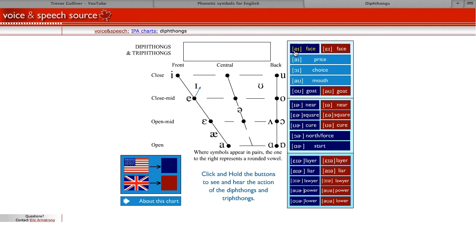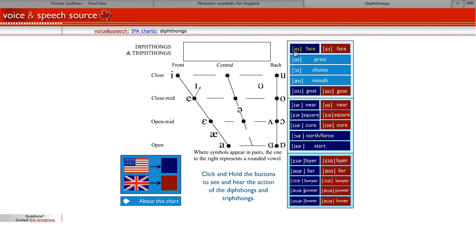Now I'm about to click on the diphthong for face as pronounced by a speaker of American English. You can see as my mouse hovers over the diphthong that a line shows up on the vowel chart. The line shows where that diphthong begins and where that diphthong ends. And it's starting at the eh sound and moving towards the I sound. So it is saying that in American English, face begins with eh and then moves towards I.